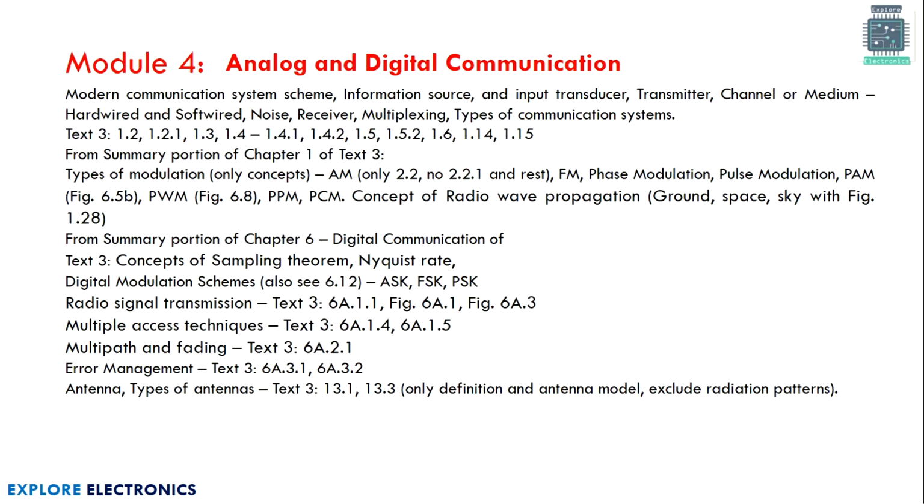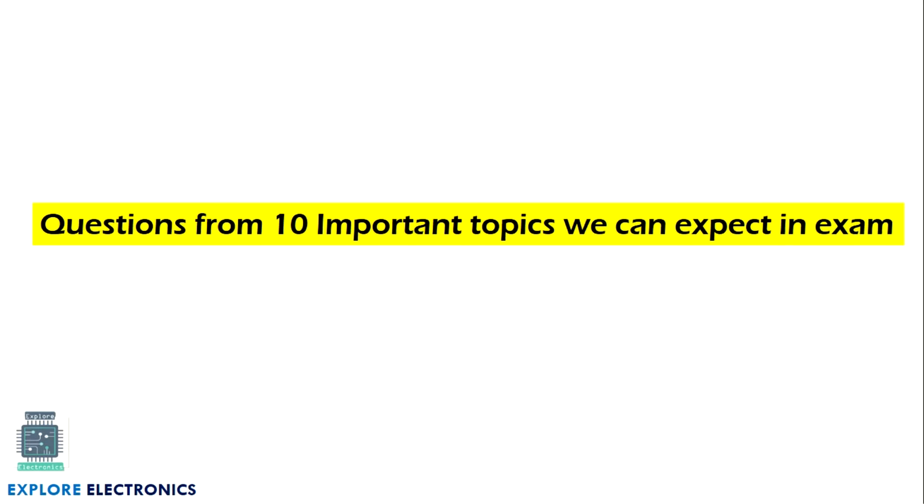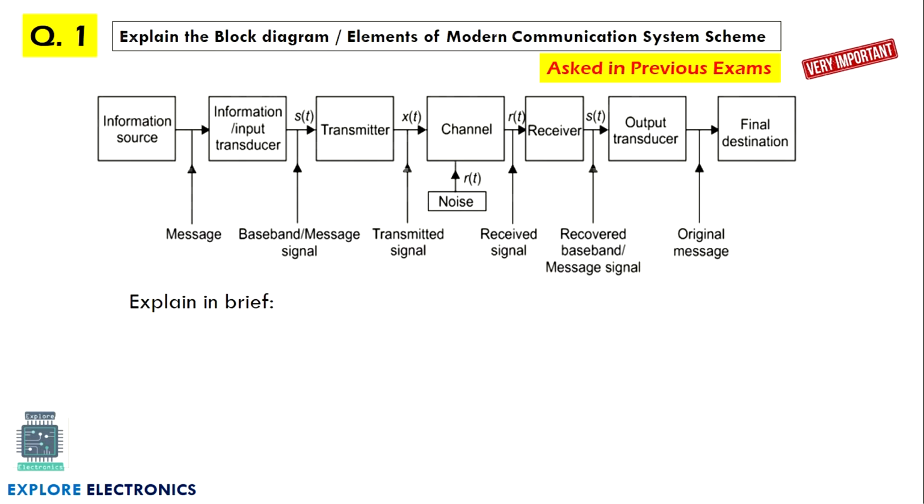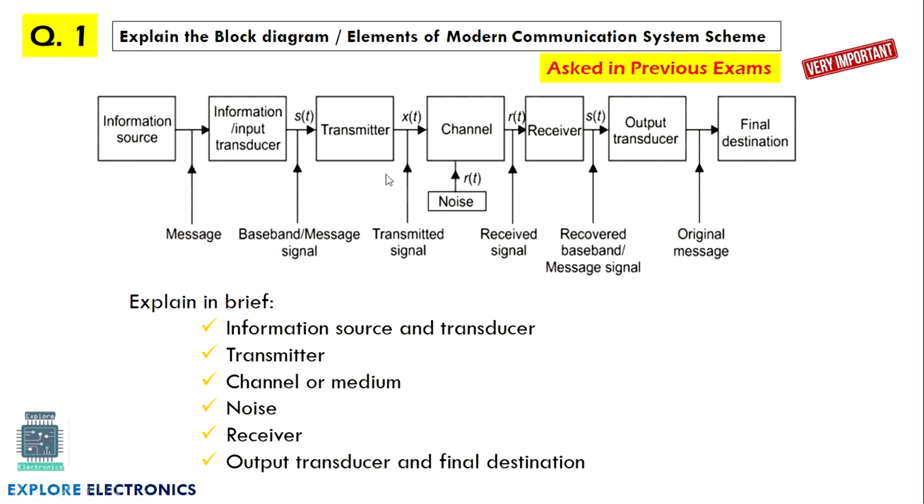In this video, let us see some important questions from module 4 which we can expect in examination. The first question is a very important question. It is asked many times in the previous exams. Explain the block diagram or elements of modern communication system scheme. This is the block diagram and the explanation regarding each and every block is required. This question is asked many times in the previous exams. You can see the analog communication question paper. This question is asked very often.